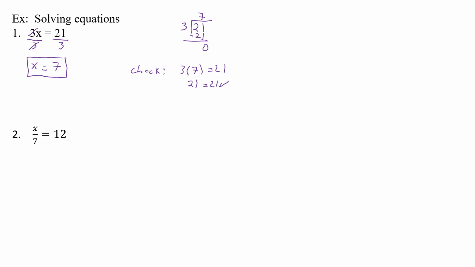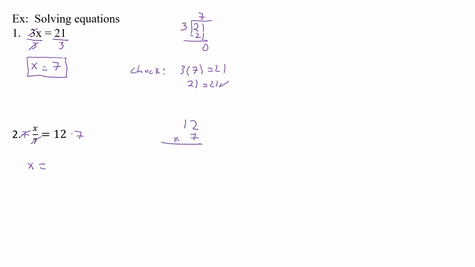Okay. Now here we've taken x and divided by 7 initially, and that's supposed to be equal to 12. If we want to get rid of that 7, what do we have to do? We have to multiply by 7. And if we multiply by 7 there, we have to multiply by 7 there. When we do that, that 7 cancels that 7, we get x, and then we have to do our long multiplication.